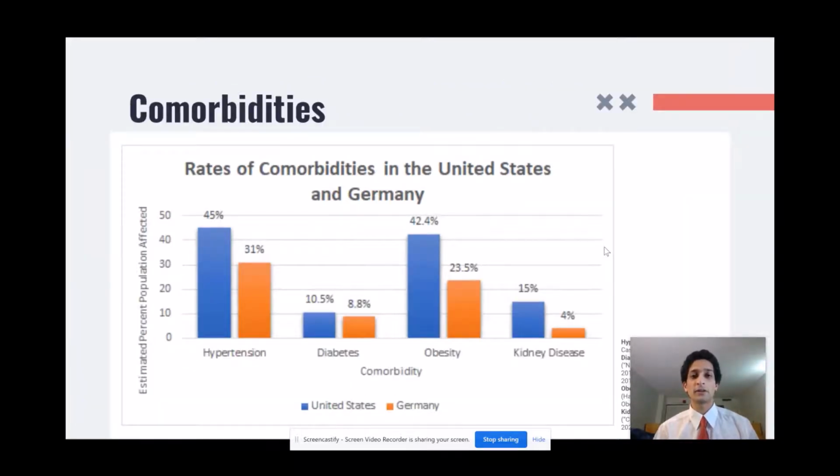So one thing I came across is that the US has much higher rates of comorbidities than Germany does. Millions more Americans suffer from hypertension, diabetes, obesity, or kidney disease in the United States than in Germany. And these higher rates of comorbidities can partly explain why the US had much worse pandemic outcomes. These comorbidities increase the chance of complications from COVID, ultimately leading to higher rates of hospitalization and a higher chance of someone dying from COVID-19.